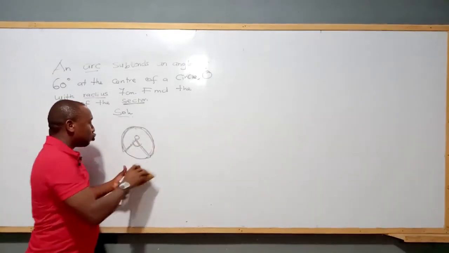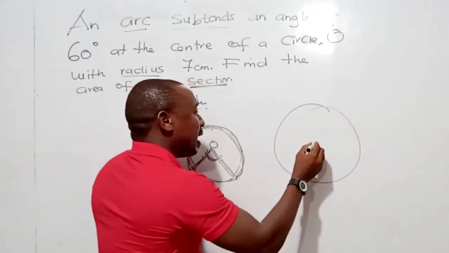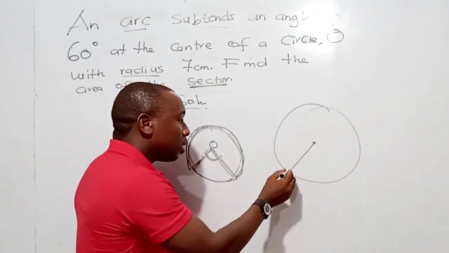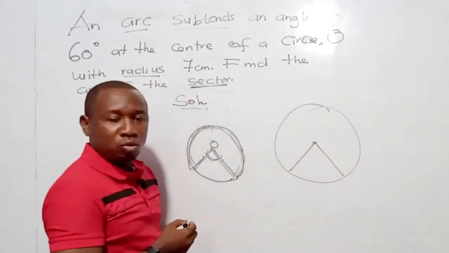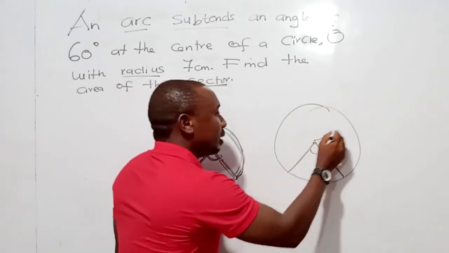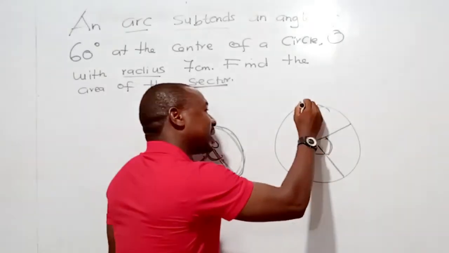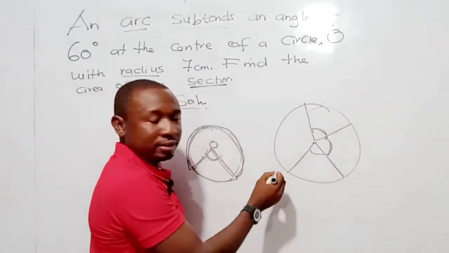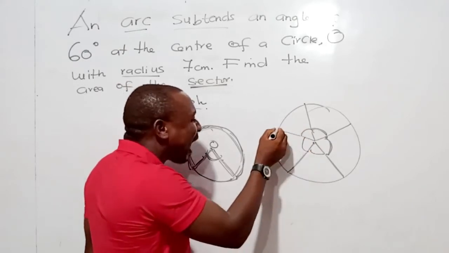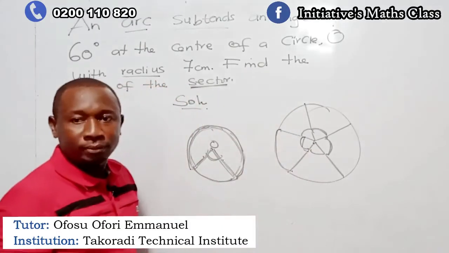For instance, if I should draw another circle like this, and this is the center, we can get this one here. This sector here is also having its own angle. So each arc is subtending an angle at the center of the circle.